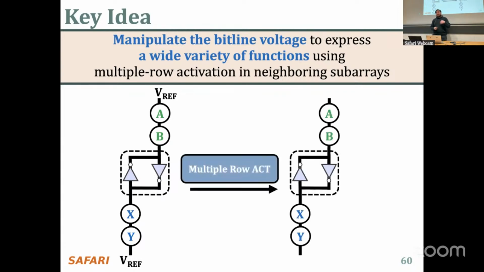So when we activate multiple rows in neighboring subarrays, what happens is that those bitlines become a function of the activated cells' values, such as the upper subarray's bitline becomes the voltage value of A and B, and the lower subarray's becomes the voltage of X and Y, which is the average, actually. And the sense amplifier compares the average of A and B and the average of X and Y to determine which one is higher or lower.